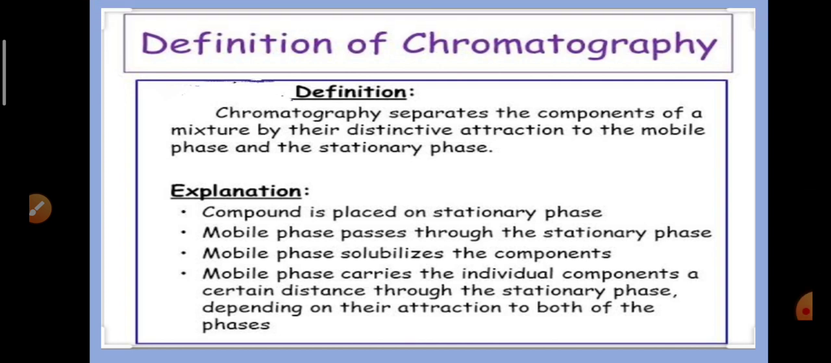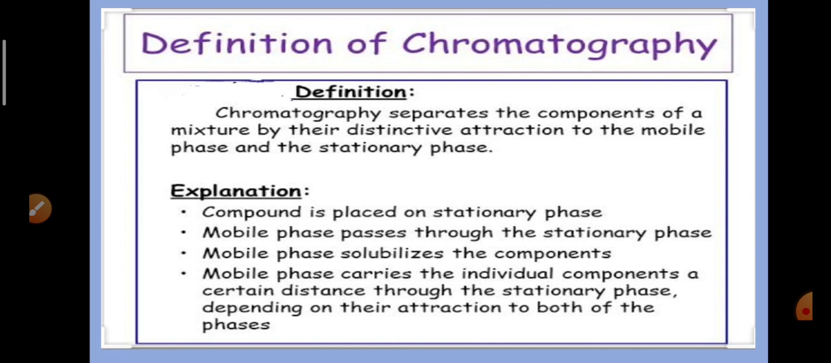The next method of separation is chromatography. Chromatography separates the components of a mixture by their distinctive attraction to the mobile phase and the stationary phase. The meaning of this definition is the compound is placed on the stationary phase. Suppose we have taken filter paper, in that we can put the mixture. The mobile phase passes through the stationary phase. The filter paper will be put inside the beaker containing water, and the water will be the mobile phase which will pass through it. The mobile phase solubilizes the components.